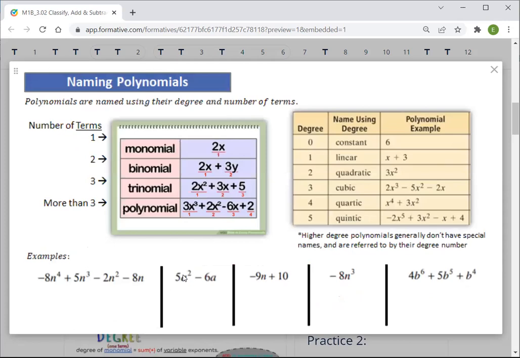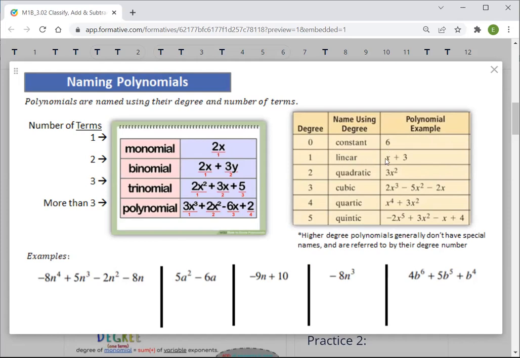Okay, naming a polynomial. So here's another chart for how to name them. So again, monomial, binomial, trinomial, and polynomial. Those are the four names for the number of terms. We can also name polynomials based on the degree. So if it's just a number, remember we call that a constant.